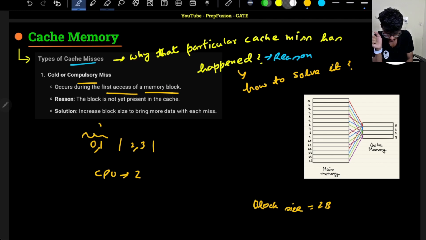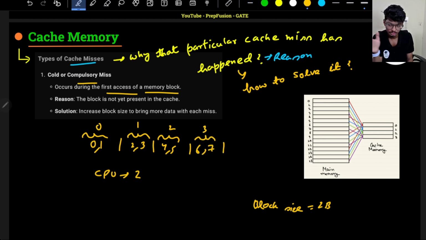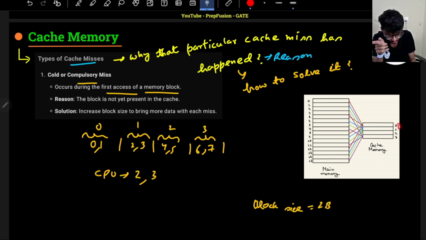This will be stored in block 0. This will be stored in block 1. Okay, and registers 4, 5 will be stored in block 2. Registers 6, 7 will be stored in block 3. So these are the registers basically, and it will go on, right? Now the CPU has called for 2 and it was a cache miss. Next time if the CPU requires register 3, it is already present in the block number 1, because previously I copied the whole block.